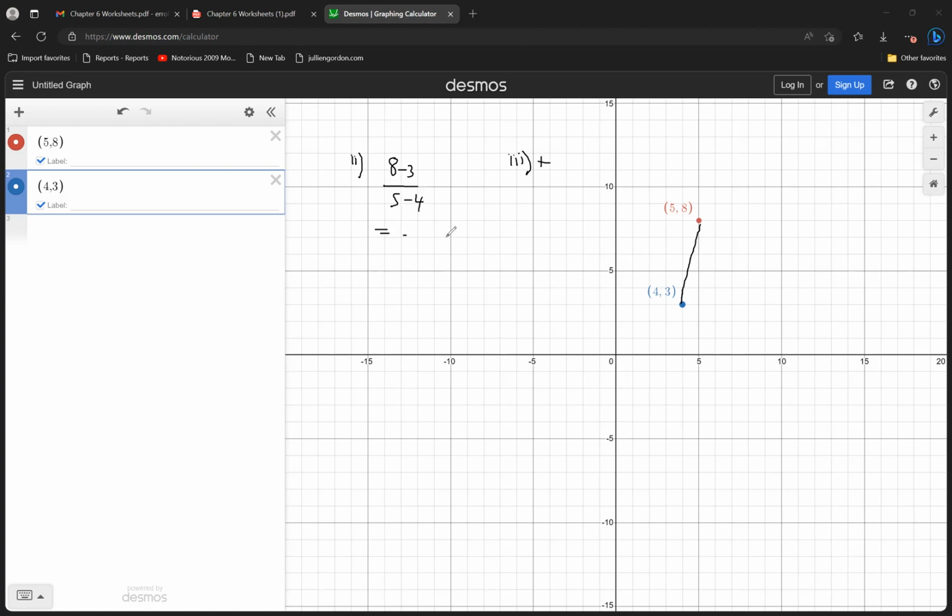8 minus 3 is 5. 5 over 1, and we know that's the same thing as 5, right? 8 minus 3 over 5 minus 4, that's 5. And we know the sign of that is positive, so it's going up to the right. Okay. All right, next one.